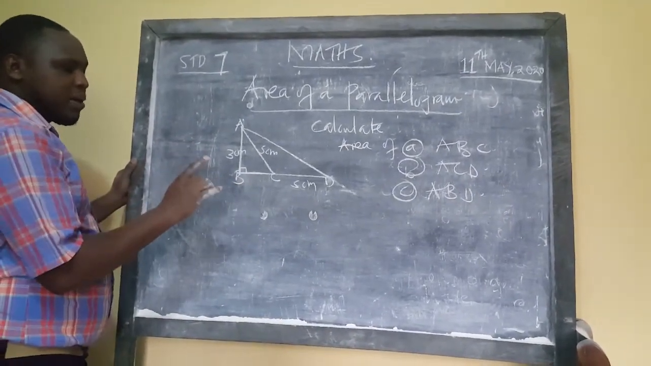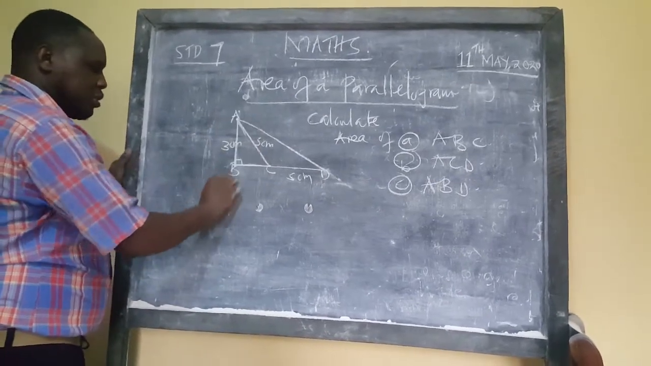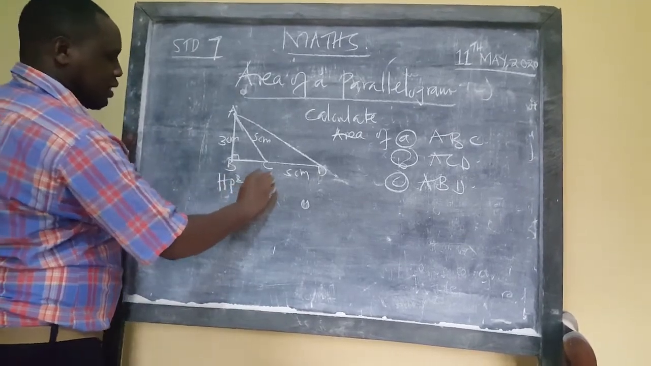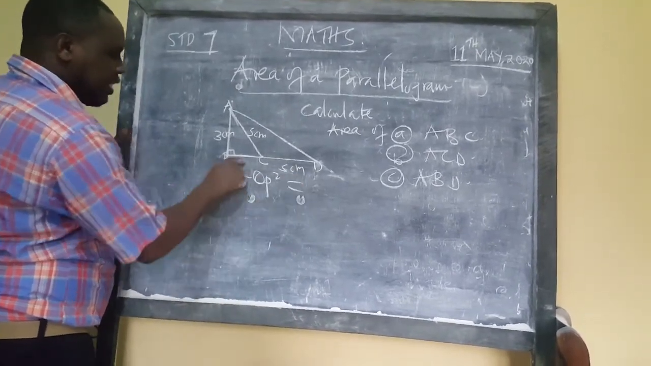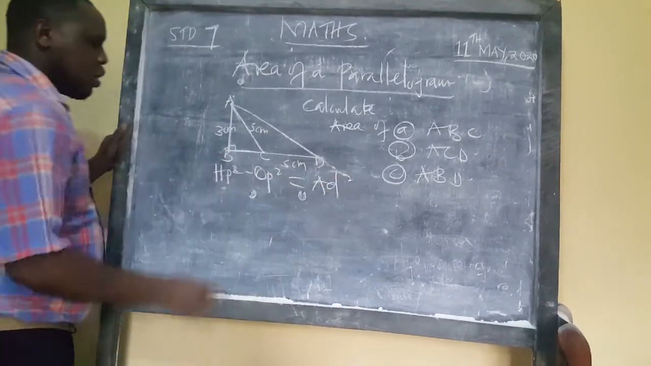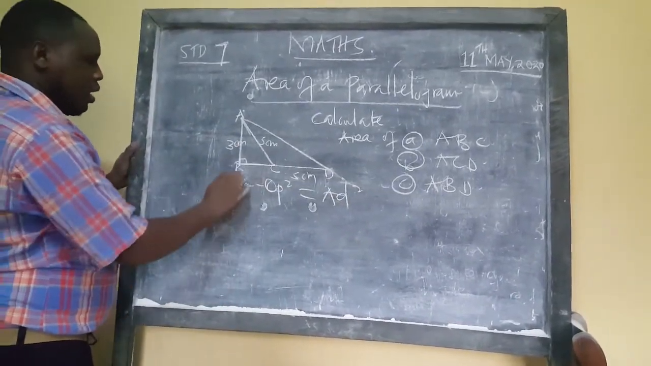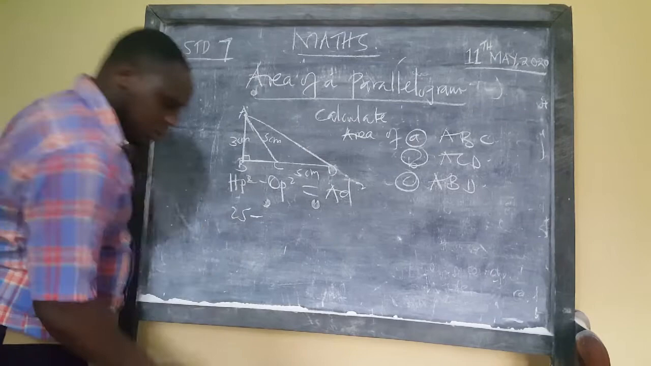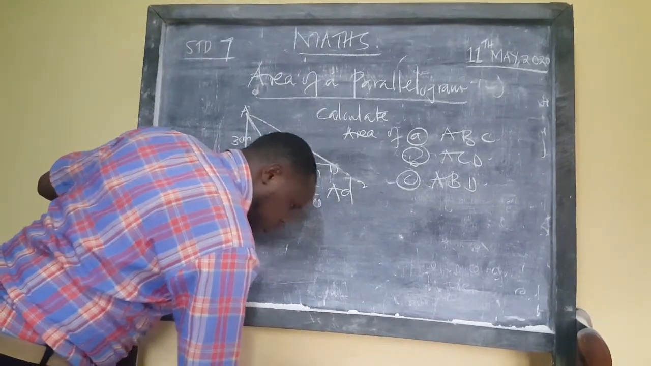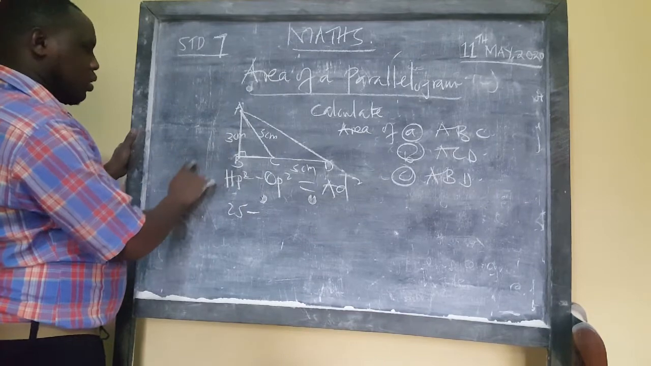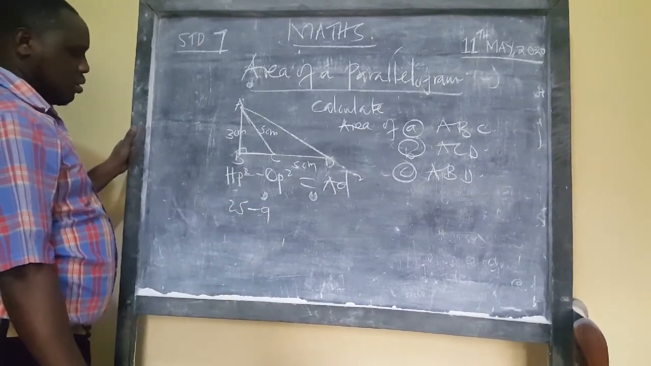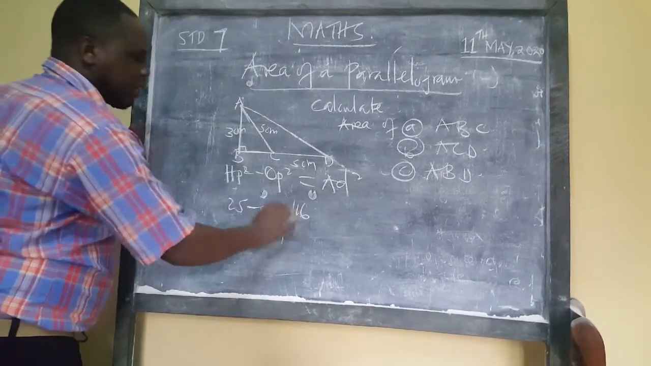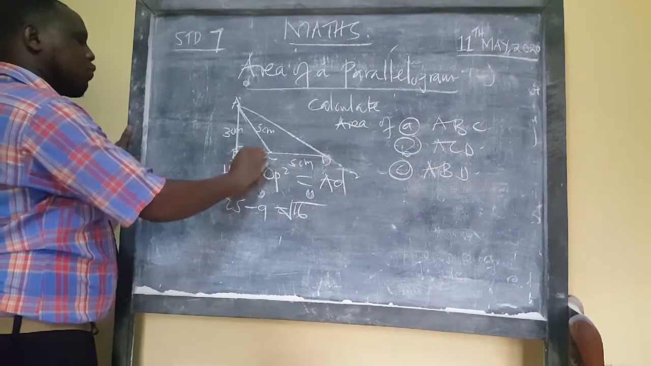So how do you get the base? You get 5 squared, which is hypotenuse squared, subtract the opposite side squared. You will get this side, known as adjacent side squared. So this is 25 subtract 9, going to get 16. So for us to get this BC, you get the square root of this. So our BC is equal to 4 centimeter.